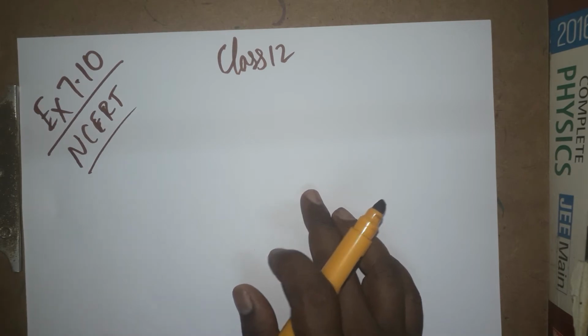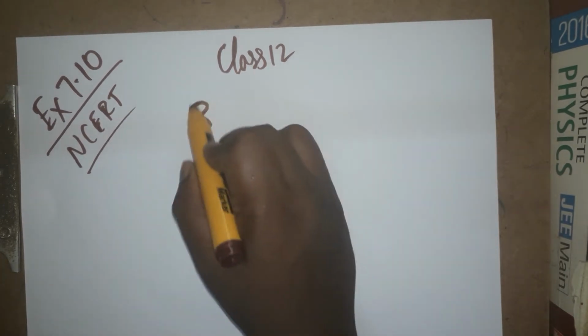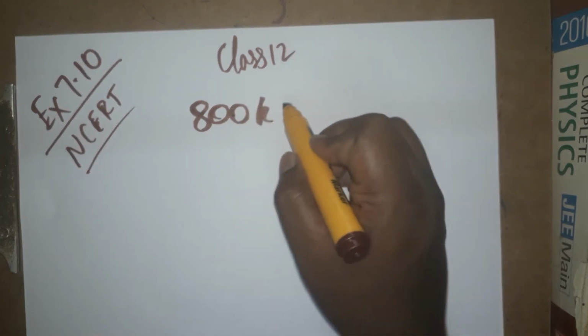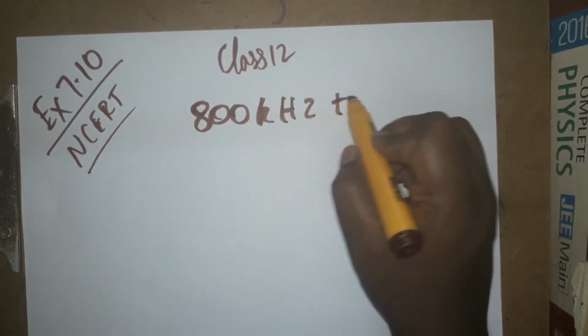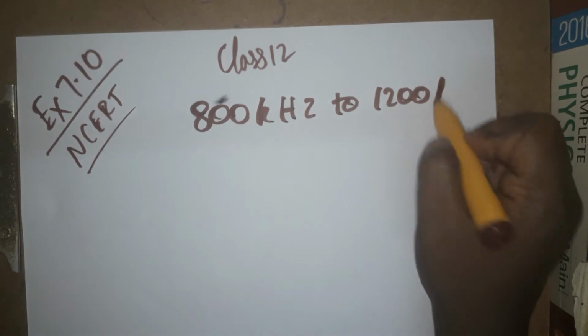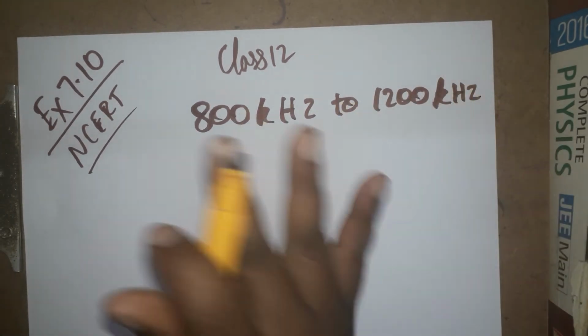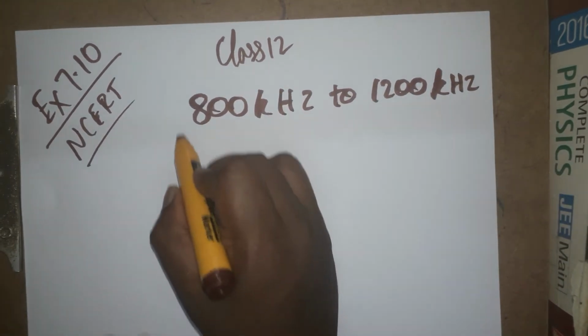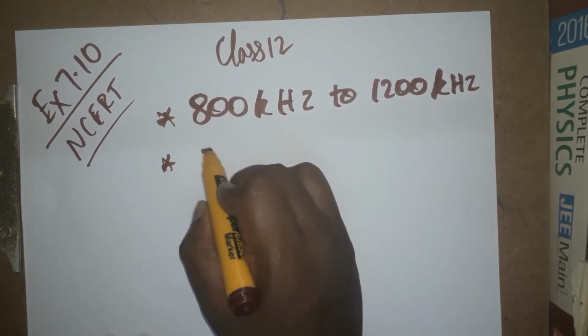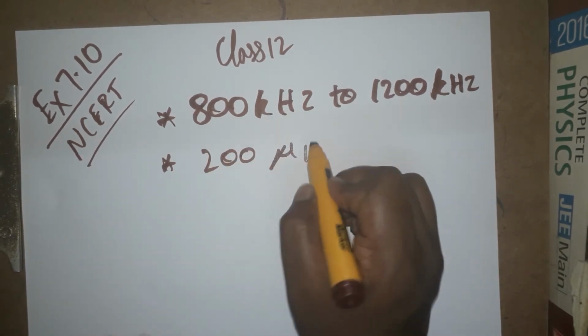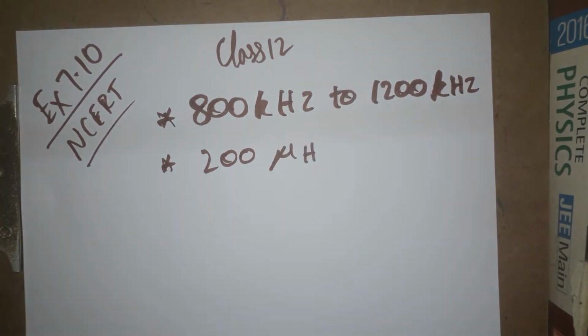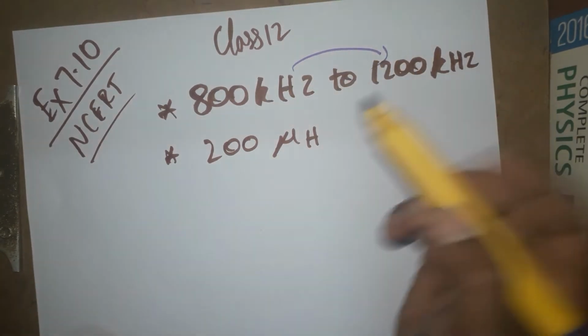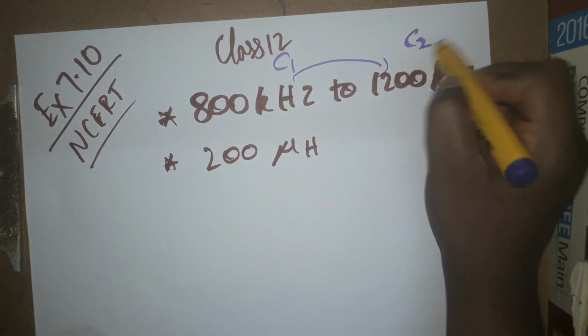There are two frequencies given: 800 kilohertz and 1200 kilohertz. From here to here, 1200 kilohertz. The inductance connected in the circuit is 200 microhenry, which is given in the question. They asked, if you want to adjust from here to here, what is the capacitance range you want? What is the capacitance C1? What is the capacitance C2?